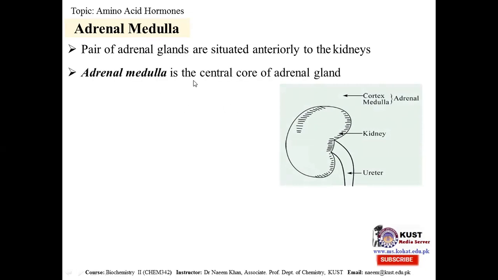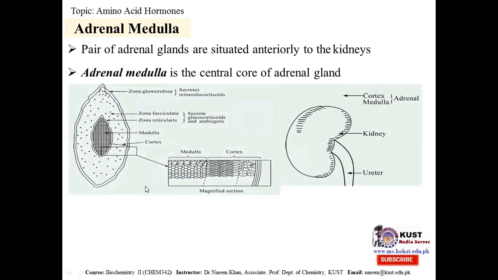The adrenal medulla is actually the central core of the adrenal gland. The central part of the adrenal gland is called the adrenal medulla. Here we can see that the interior part is the medulla and the outer part is the cortex. If we cut it in section, we can see that the adrenal part from here is the medulla and the exterior part is the cortex. So the adrenal medulla is the central core part of the adrenal gland that is located anterior to the kidneys.